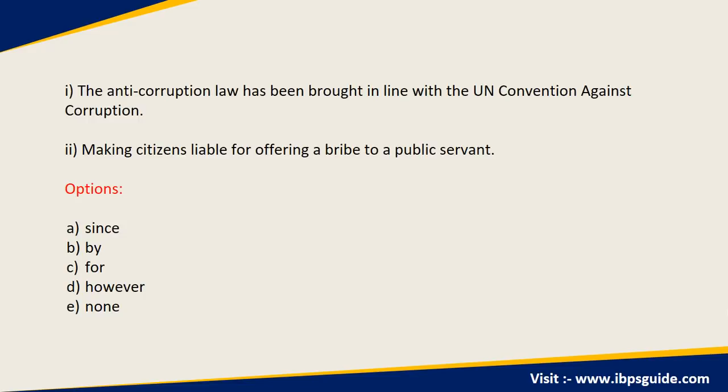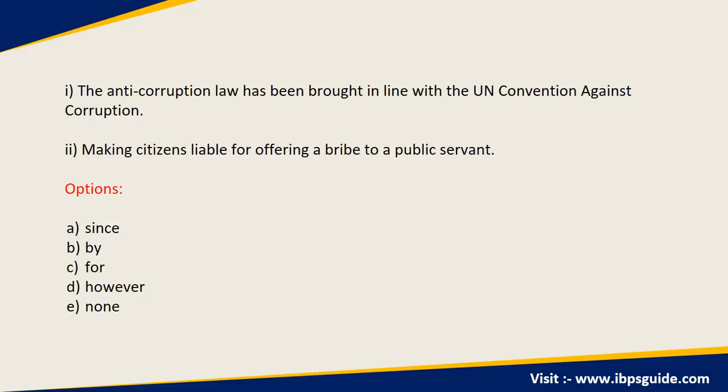So what does this imply? Obviously, we have done something to make it better, right? So here you need to recognize the cause and effect relationship. So something has happened to make it better and make it in line with the anti-corruption laws of the UN Convention. And what have we done to make it better? Right? So the second sentence says, we are now making people liable or responsible for giving bribe as well. So the second sentence is the cause and the first sentence is the effect.